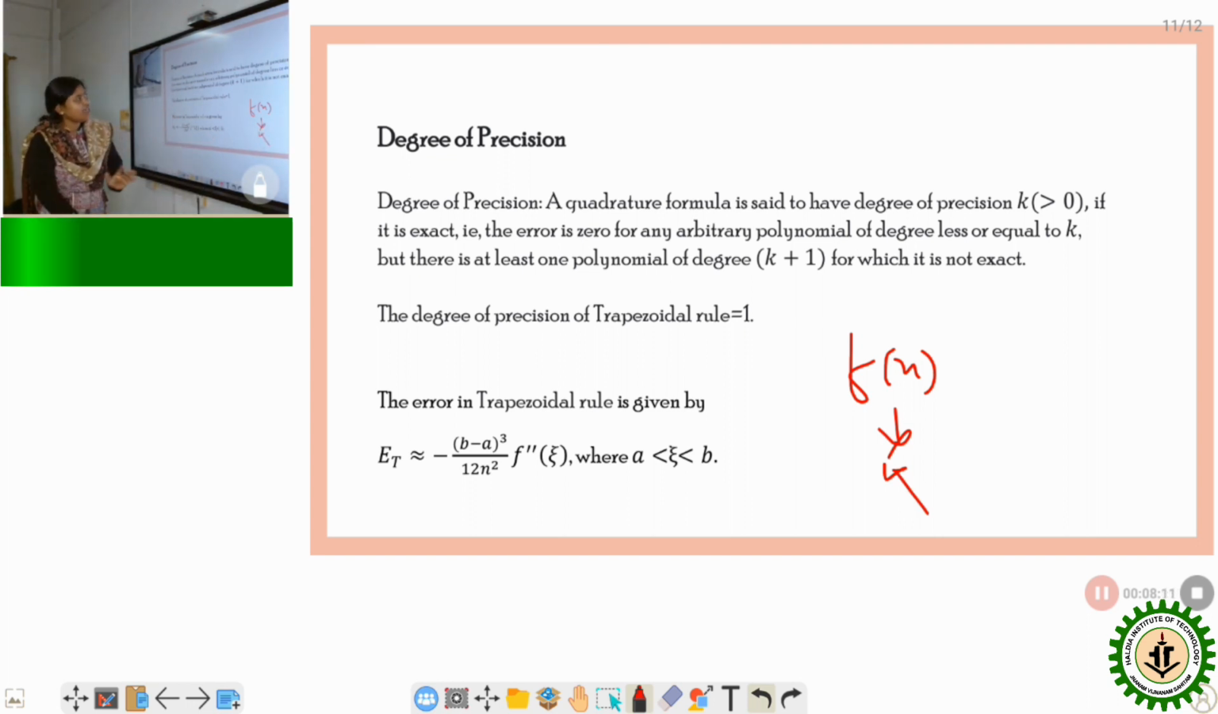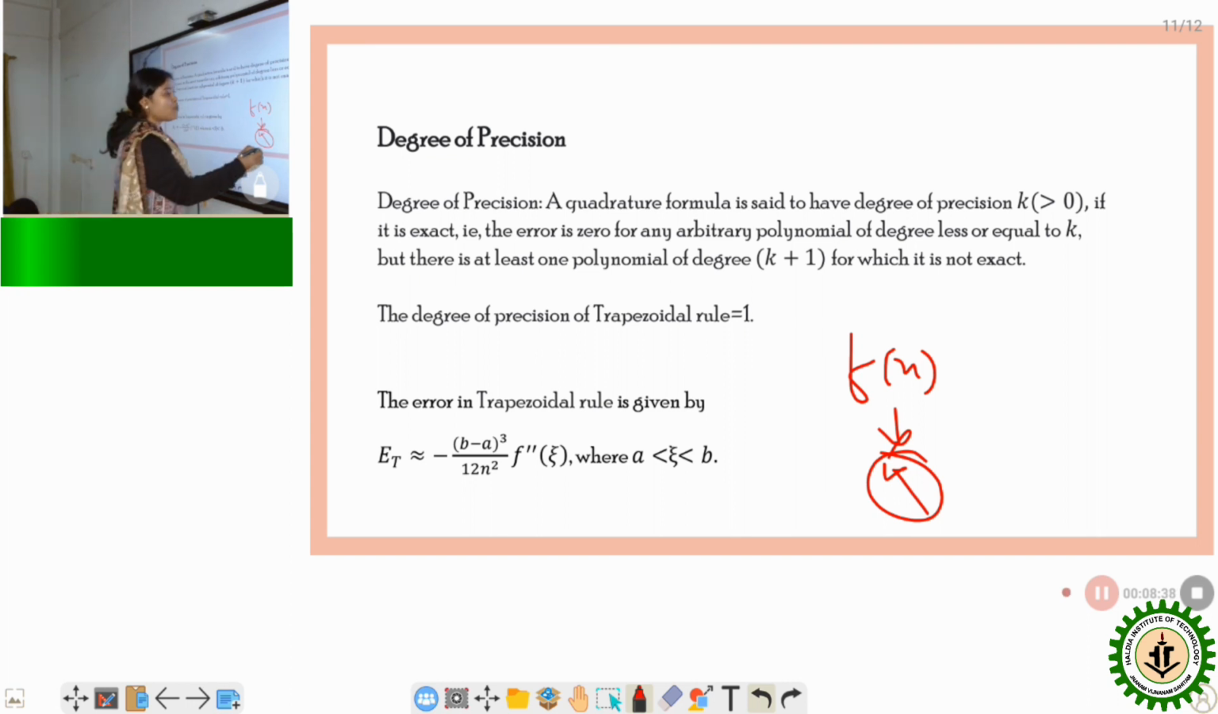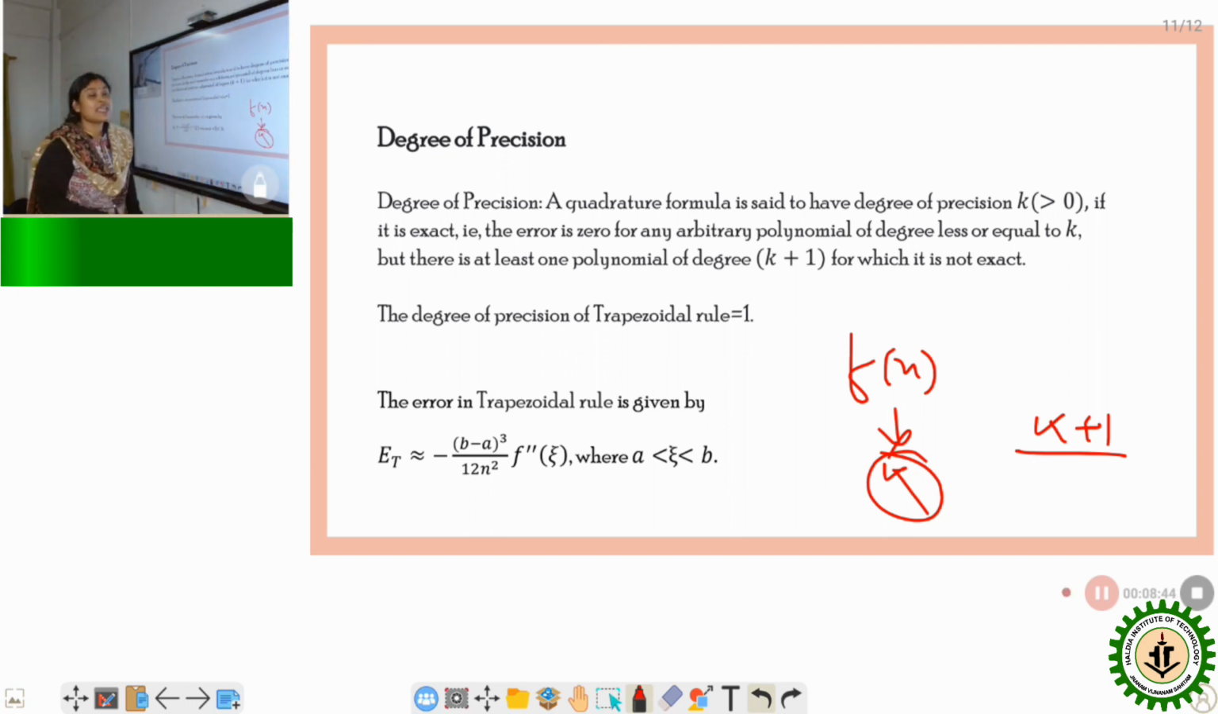When we integrate by any numerical integration method, suppose for k equal to 1 we are getting no error, for k equal to 2, no error. So ultimately, suppose for a polynomial of degree k we are getting no error. But suppose there exists one polynomial of degree k plus 1, and when we find the integral value, the value is not exact. Then we will say that k is the degree of precision.